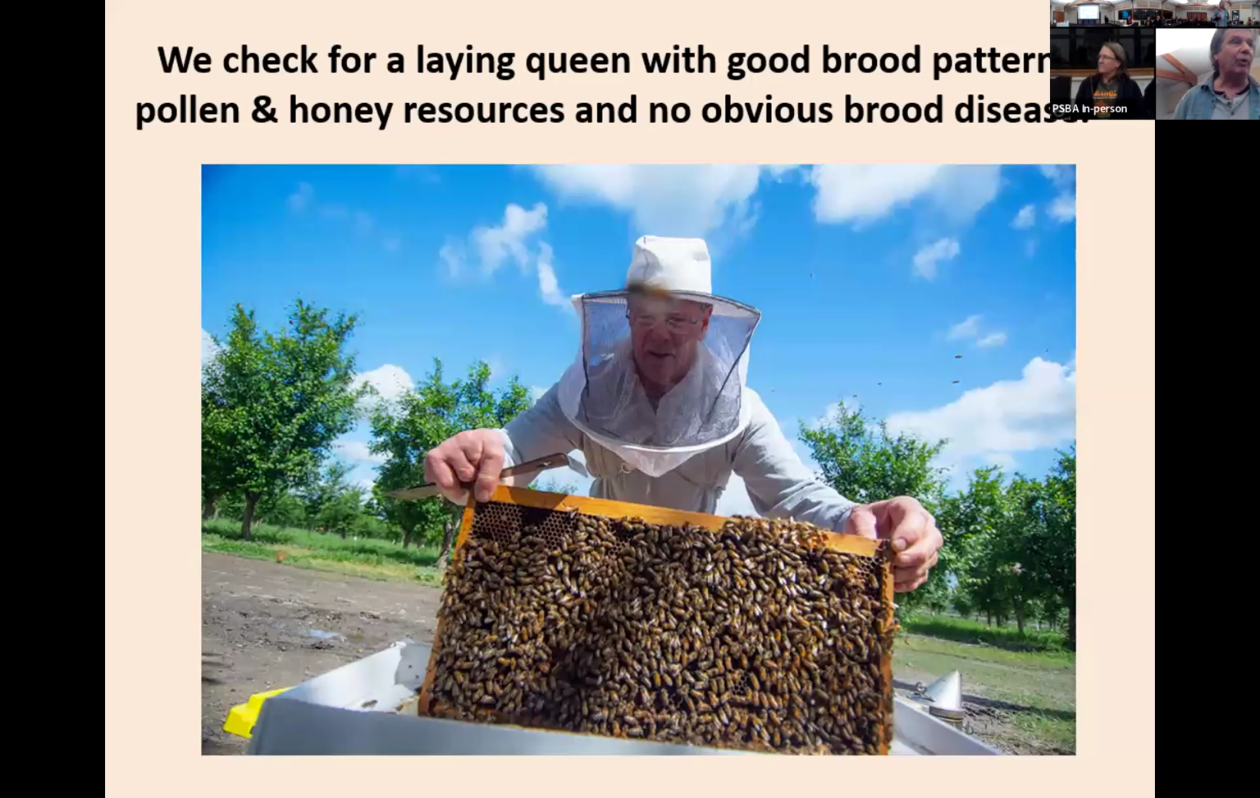So what are we checking for when we're inspecting all these nukes? We're looking for a good brood pattern because that indicates a well-laying queen. We want to make sure there's enough pollen and honey sources and no obvious sign of disease. If we see chalk brood, that nuke is not coming back with us. If we see, heaven forbid, European foul brood, that nuke is staying there. We're not getting anywhere close to that.